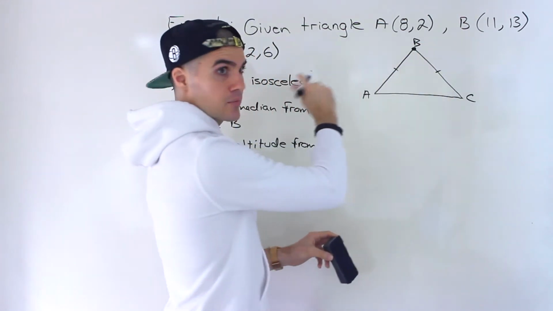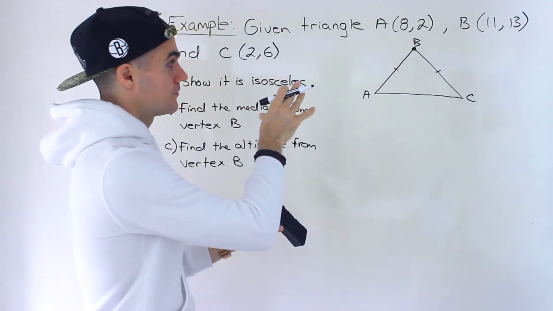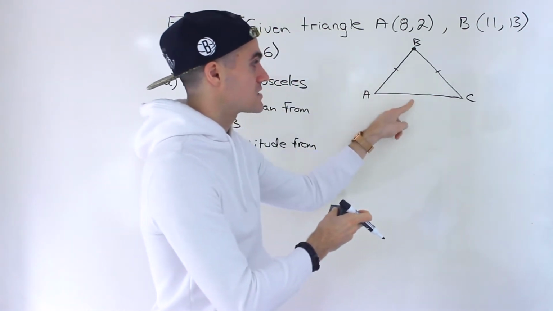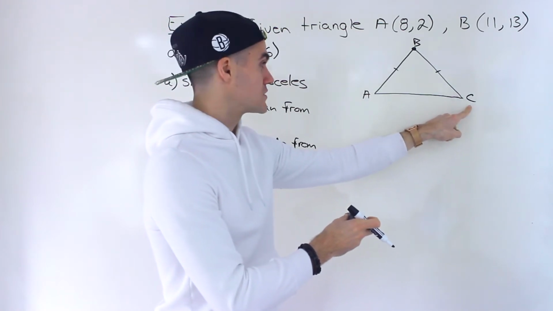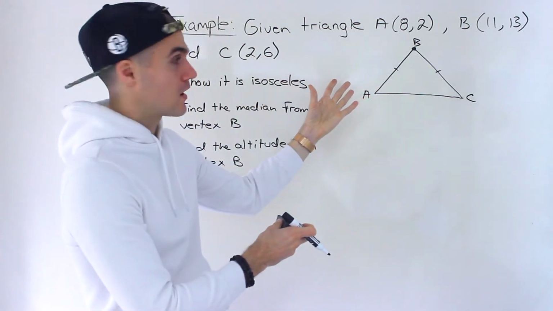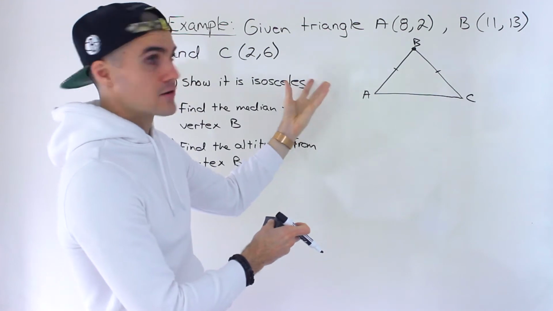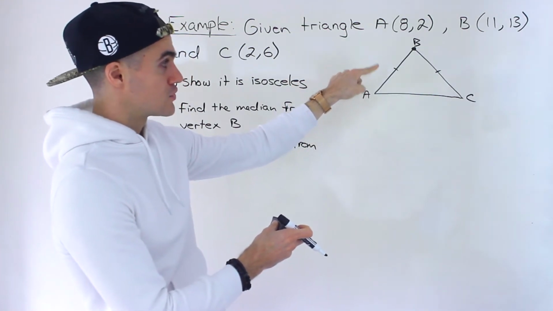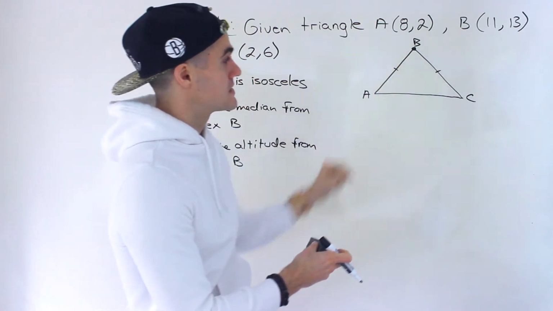That's not always going to happen in every triangle that you're dealing with. Maybe the two equal sides might be here, they might meet at vertex C. These are just all arbitrary letters that we're using, right? But in this particular case, the vertex where the two equal sides are meeting is B.